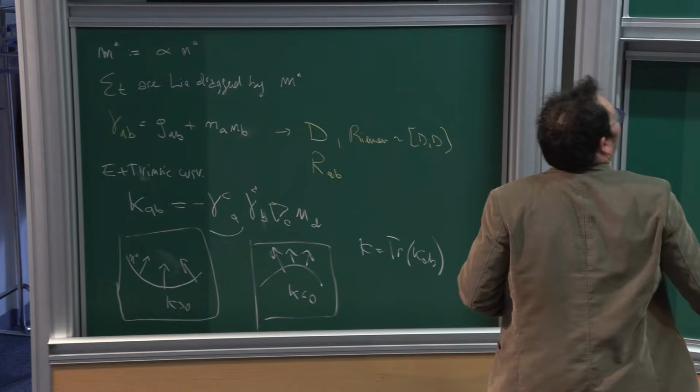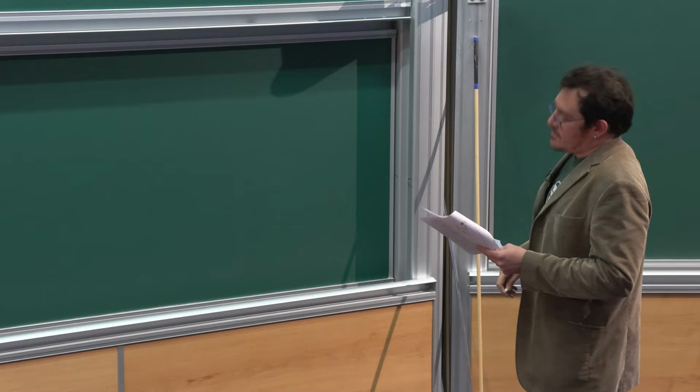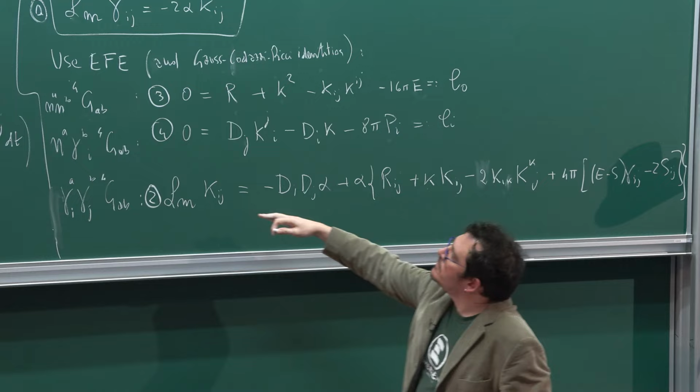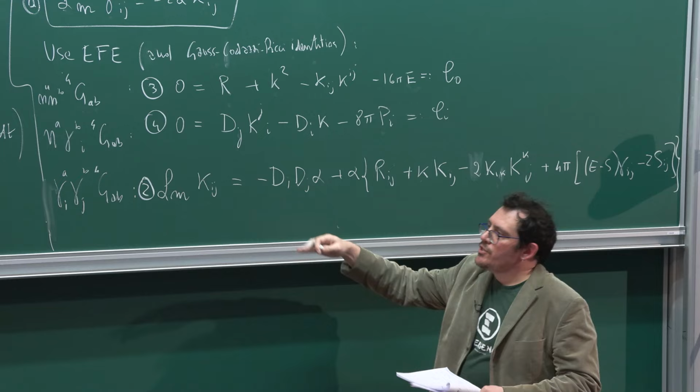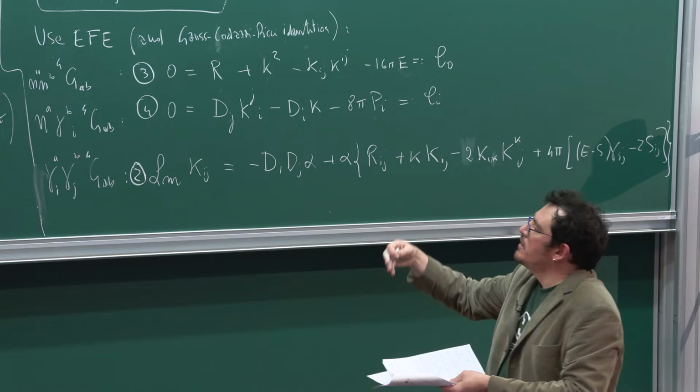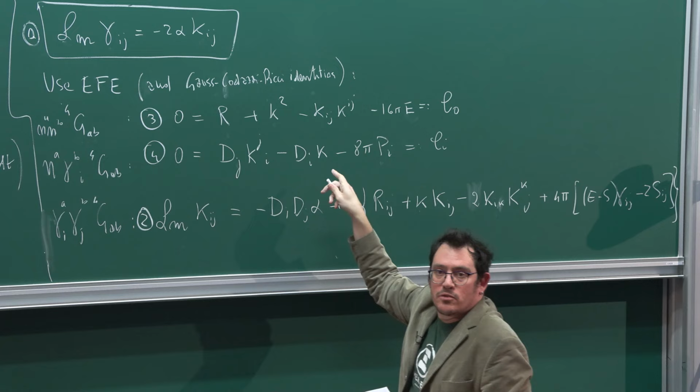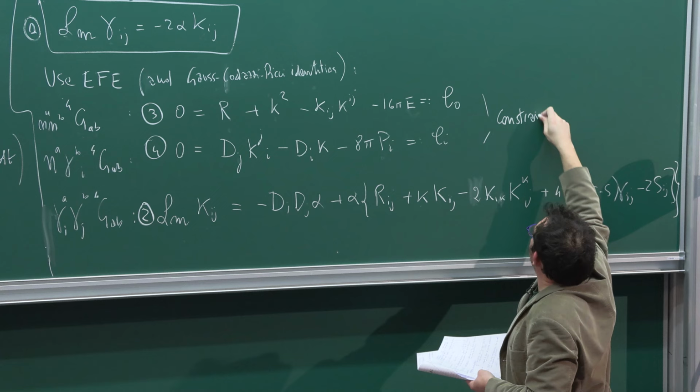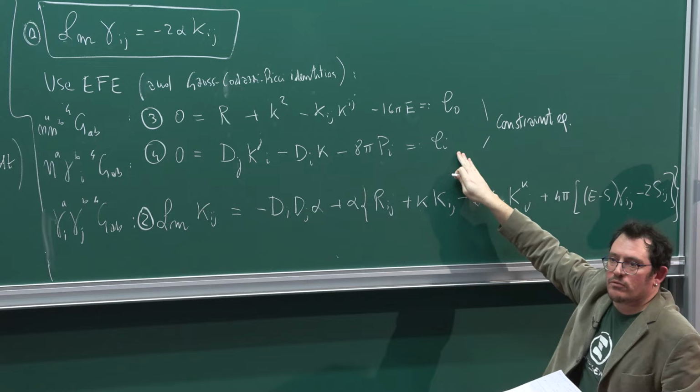So what are these equations? First of all, you see that there are only two sets of equations, number one and number two, that involve this L_M, so that involve time derivatives. So these are equations that tell you somehow how this tensor changes from one sigma t to sigma t plus dt. But there are also equations, 3 and 4, that involve only quantities on sigma. So these are called C, because these are constraint equations. In particular, C0 is the Hamiltonian constraint, and this is the momentum one.